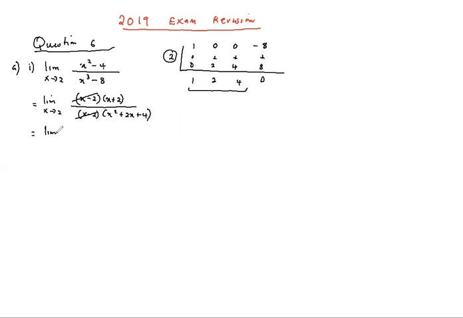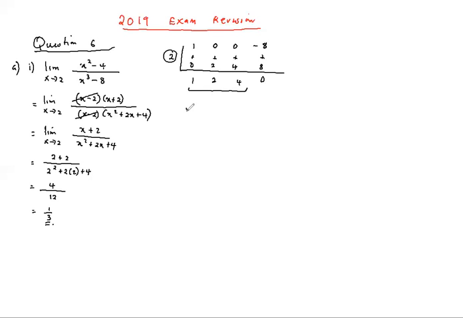So you remain with the limit as x goes to 2 of x plus 2 over x squared plus 2x plus 4, and then you substitute, you get 2 plus 2 over 2 squared plus 2 times 2 plus 4, which is 4 over 12. And so you get 1 over 3. And that's how you get that limit there.